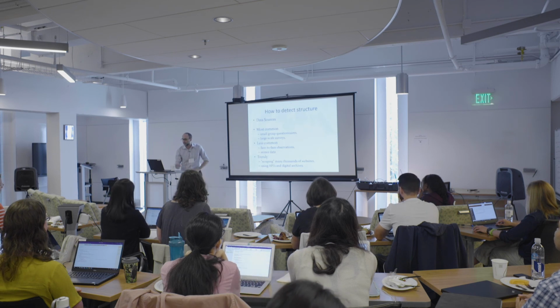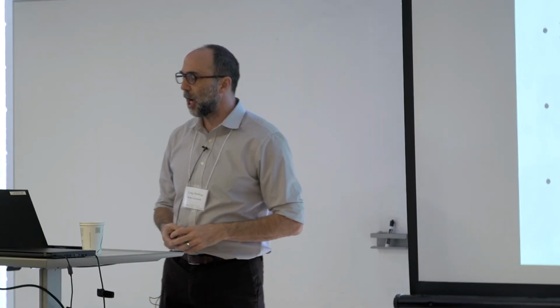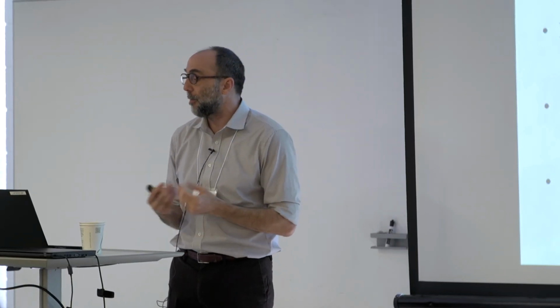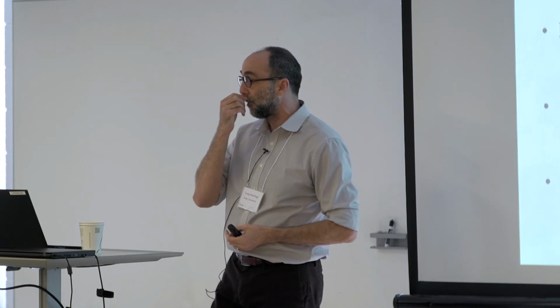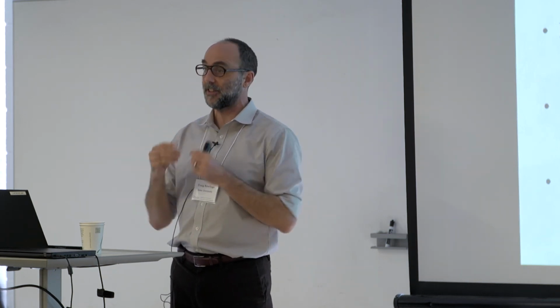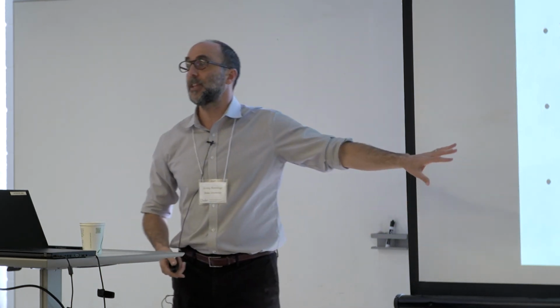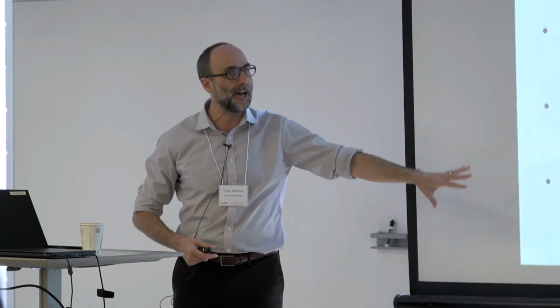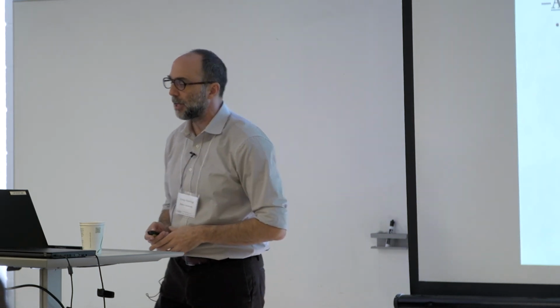So I don't want to get too philosophical, but there are many different ways of gathering data. Some of the most common, which we'll talk more about, are small group questionnaires and large-scale surveys. Less common, and more the stuff that I do, but maybe becoming more common, are face-to-face observations. We're having a lot of sensor data coming in that can really detect when people are facing each other for more than 20 seconds, and then click: oh, hey, that's an interaction. There are obviously lots of ways that structure has moved virtual, right? And we can scrape websites, use APIs and digital archives. So archival data is becoming increasingly common.